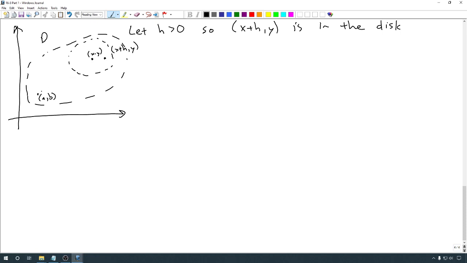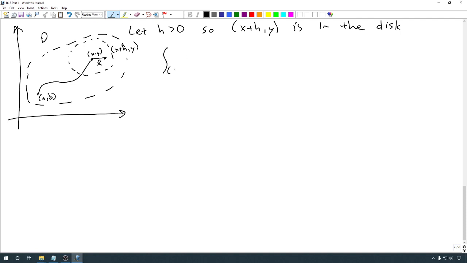Now what we want is a path from AB to x plus h, y. But to do that, we're actually just going to take a path that first stops at xy, and then from xy to x plus h, y, we're just going to take this horizontal line. That horizontal line is always going to be inside that disk. It's always going to be inside the domain D. In fact, that's really the main reason why we want to take a disk in the first place. We want to make sure that these points are definitely inside D.